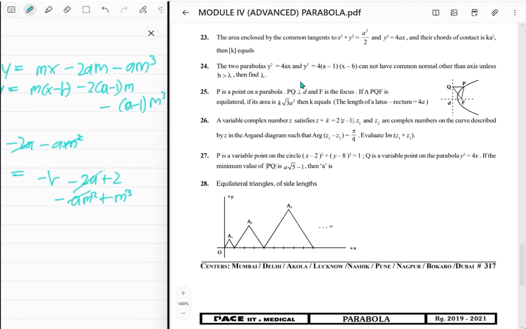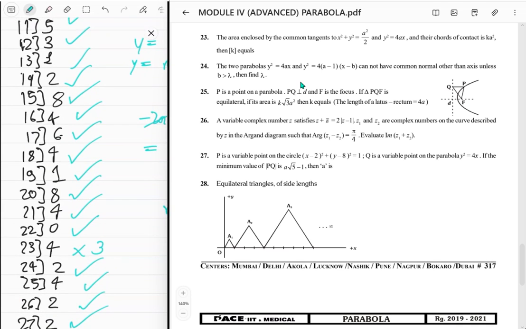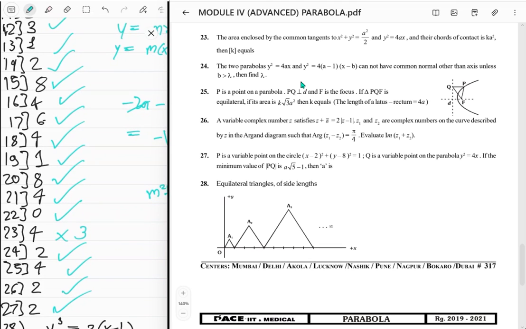Cancels everything. M squared, sorry. M squared plus 2 is equal to b, so b must be 2, right? Should be bigger than 2, so that's 24th. Oh, 24th, sorry, 23rd. 23rd is what went wrong, huh? So it's not 4, it's 3. Okay.